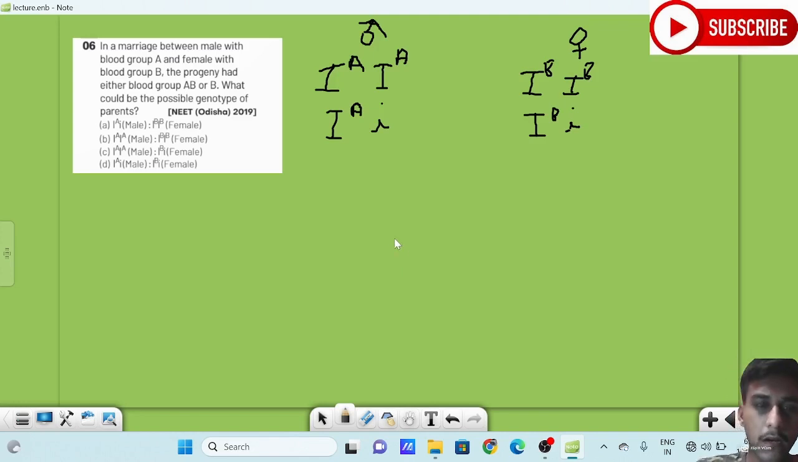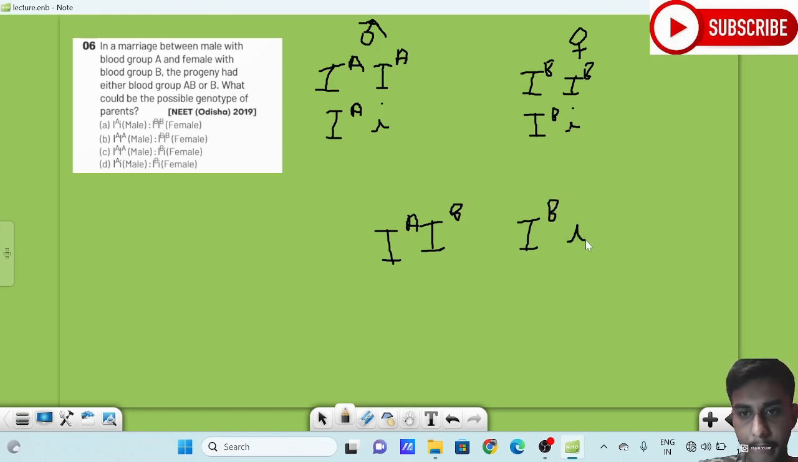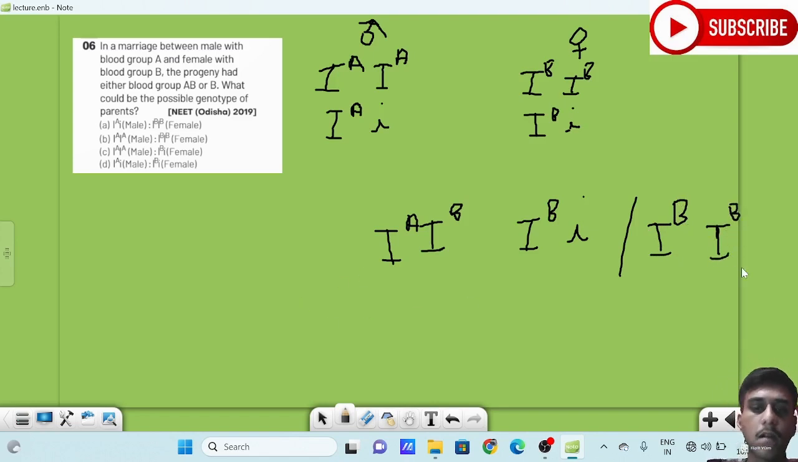So let us draw the chance of genotype of AB: IA IB. And the chance of genotype of B is IB i, sorry, IB i or IB IB. This is the possible chance of B blood group. So only these three genotypes can occur for the progenies.